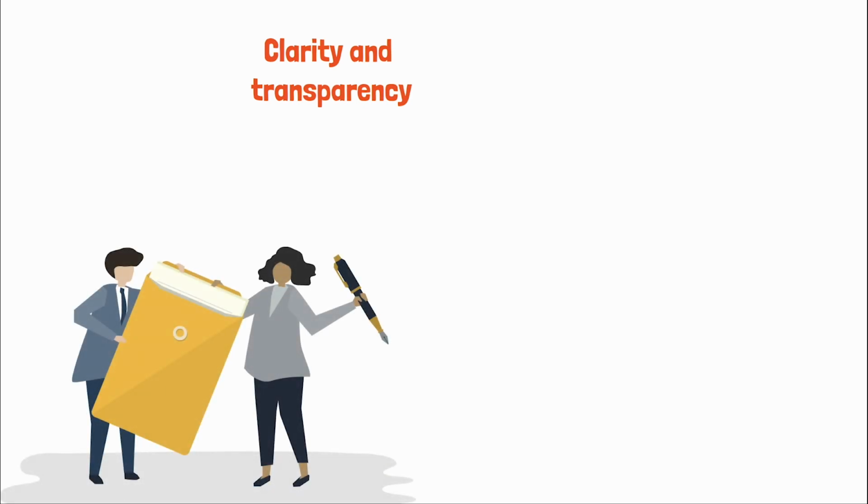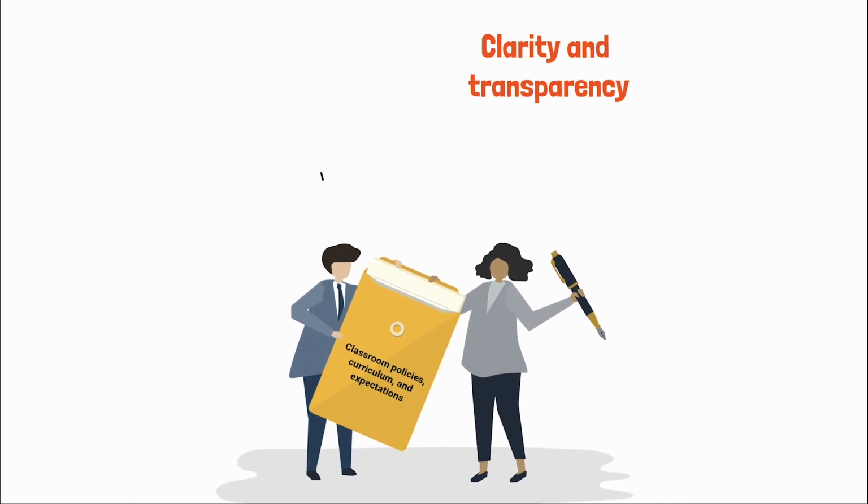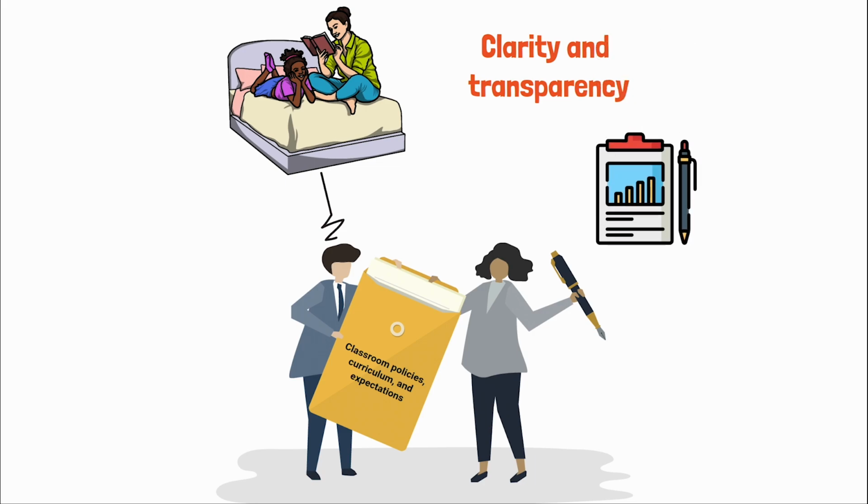Secondly, clarity and transparency are paramount. Effective teachers provide clear and concise information about their classroom policies, curriculum, and expectations. Parents should have a comprehensive understanding of what their child is learning and how they can support that learning at home. Timely updates on a child's progress and any concerns should be shared openly.